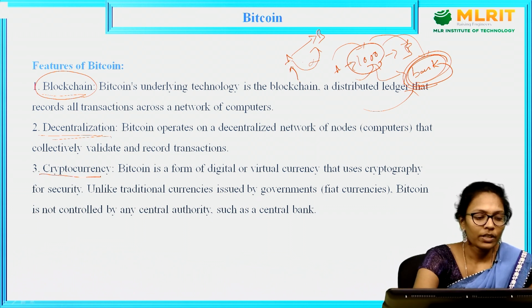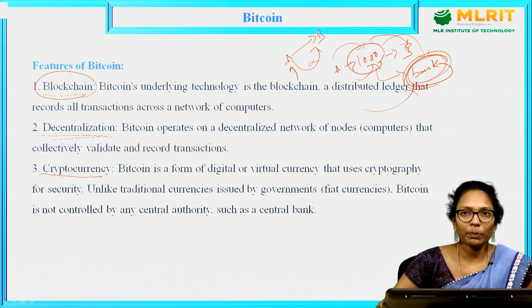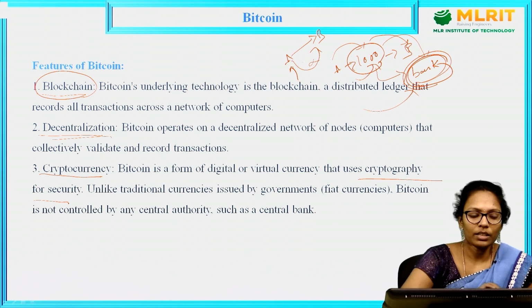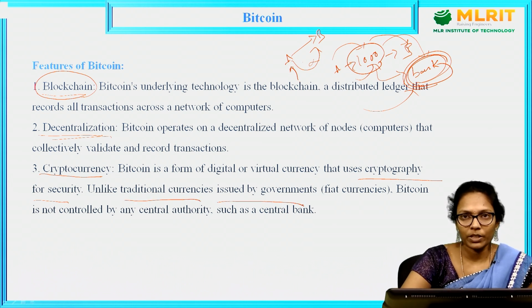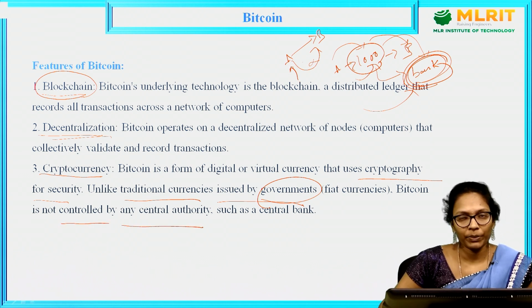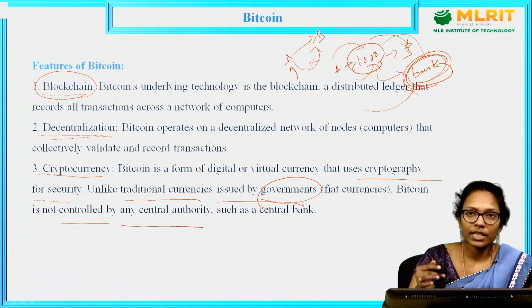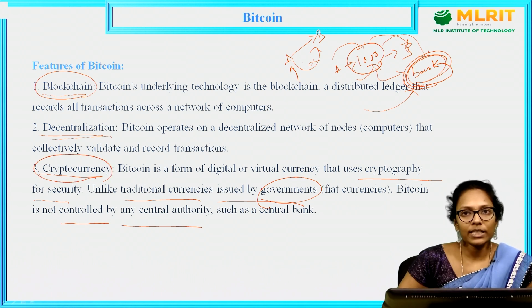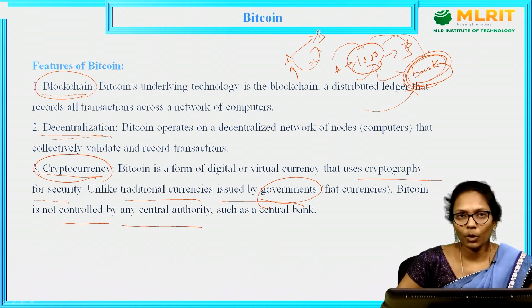And cryptocurrency: we know Bitcoin is one of the cryptocurrencies, and it uses cryptographic techniques for providing security. Traditional currencies are issued by governments. For India we have the rupee, for the US we have the dollar. These are all issued by governments. But this Bitcoin is not controlled by any central authority. We are not maintaining any central person to monitor this. It is actually a cryptocurrency, a digital currency, which uses blockchain technology.